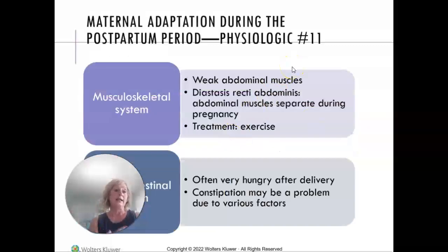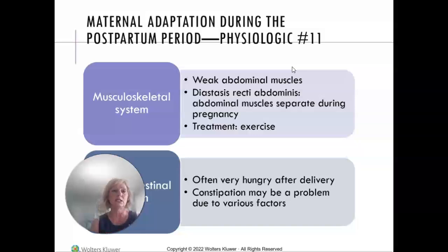Other things that you're going to look at is the musculoskeletal system. Their abdominal muscles are going to be very, very weak because they've been stretched. They've got diastasis recti abdominis, which means that those abdominal muscles have separated during pregnancy. The muscles actually separate, and you can almost put your hand through those. The only thing that you can really do to help with that is exercise.